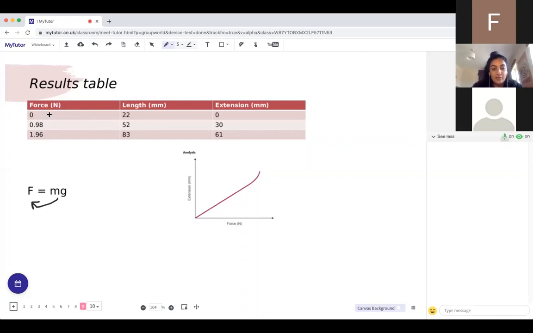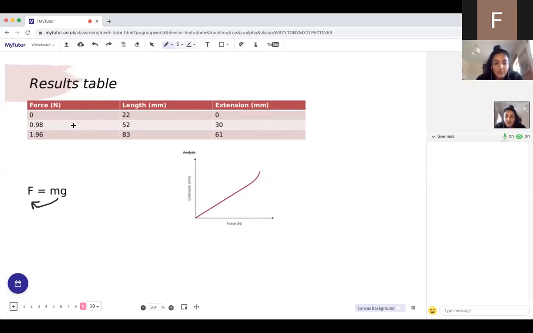So we're going to get forces, which start at 0. So before we add anything to the spring, what is its length? And there'll be no extension because we haven't added a mass. Then we add a mass, which provides a force of 0.98 newtons. We then get the spring extending, in this case, by 30 millimeters. So our extension is 30 millimeters.